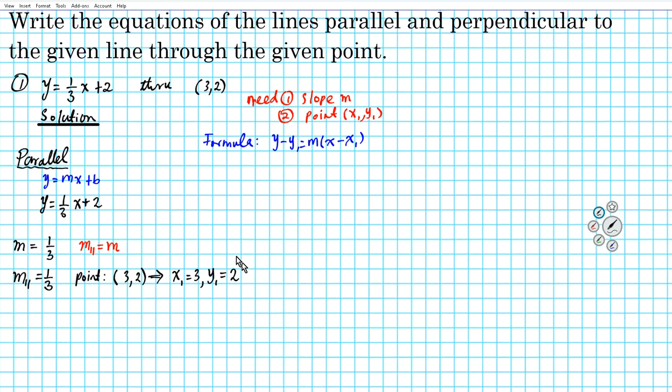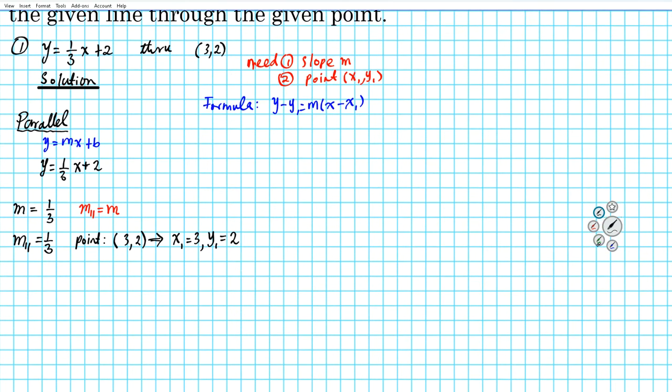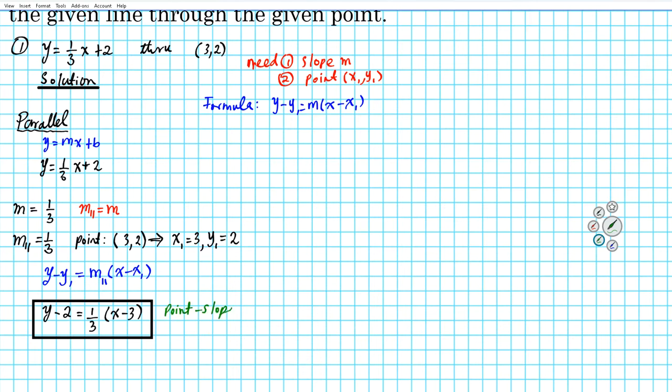All right, so now we have all the ingredients to write down the equation of the line. We're just going to write down the point slope formula for the equation of a line: y minus y1 equals m times x minus x1. We're going to be using m parallel in this particular case. So we have y minus y1, which is 2, equals m parallel, which is 1/3, times x minus x1, which is 3. All right? So ladies and gentlemen, this is the point slope form of the equation of a line parallel to the given line.